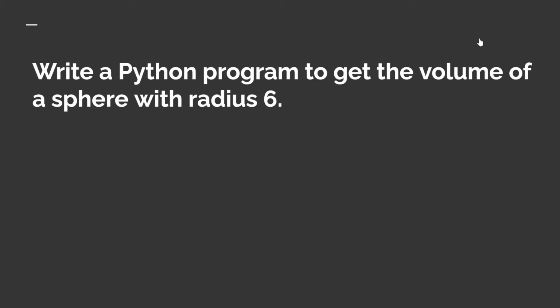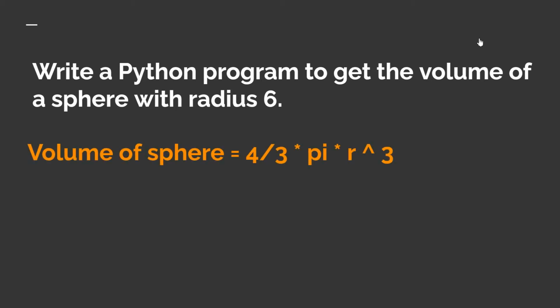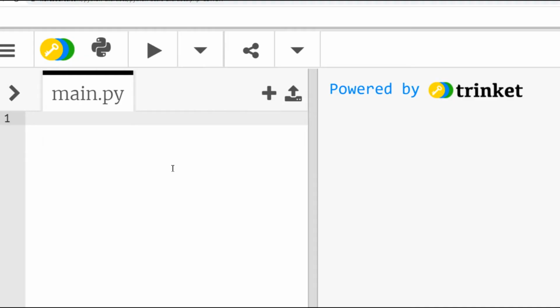Moving on to the second problem. Second problem is to write a Python program to get the volume of a sphere. It's given that the radius is 6. This is again a very simple Python exercise. First, we'll assign a variable radius with value 6.